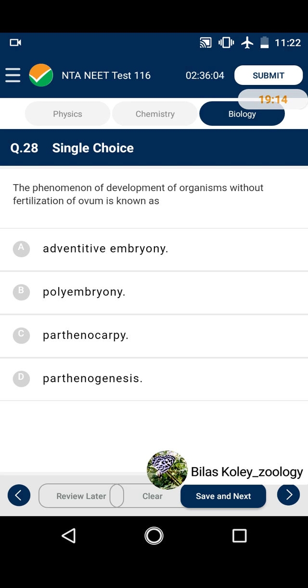Question number 28. The phenomenon of development of organisms without fertilization of ovum is known as, and the options are adventive embryony, polyembryony, parthenocarpy, parthenogenesis. In this question, the right option will be option D, parthenogenesis.